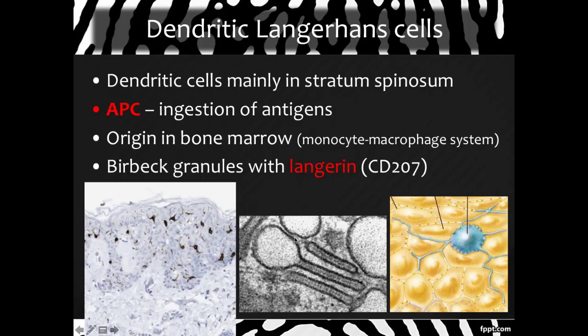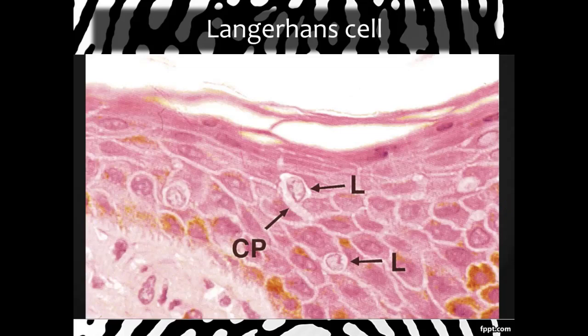They have the tennis racket shape, and the purpose of these cells is that they constitute a part of the mononuclear phagocytic system, and they interact with T lymphocytes. So they cannot be distinguished with certainty in routine hematoxylin eosin staining, but we can visualize them with immunohistochemistry.